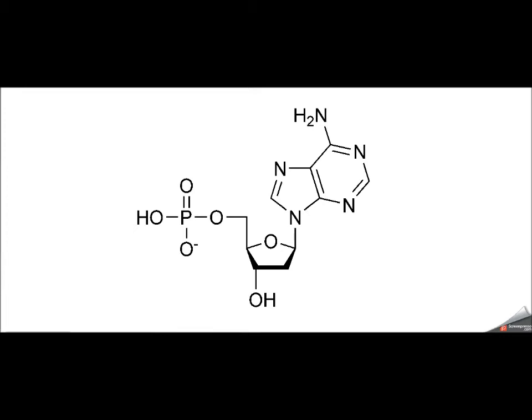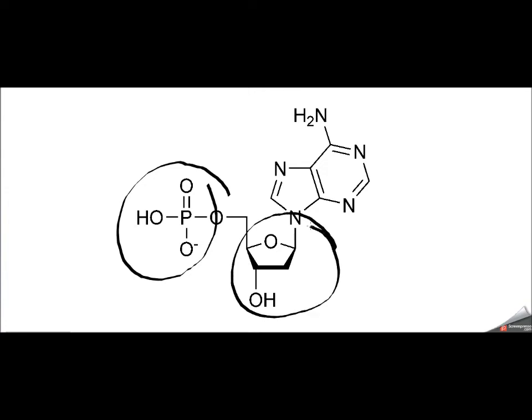Okay, if you guessed nucleic acid, you are correct. Now, how do we know that this is a nucleic acid? Well, as I kind of gave in the hint, there are 3 different parts to this nucleic acid. We have our phosphate group here, we have our ribose sugar or deoxyribose sugar here, and then we have our nitrogen base right here.